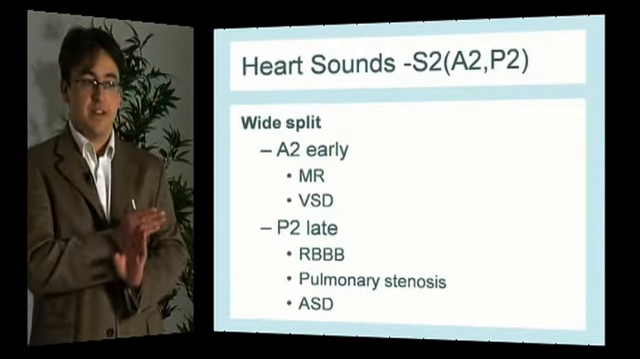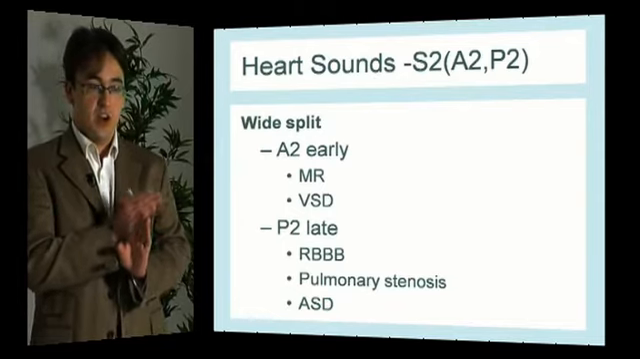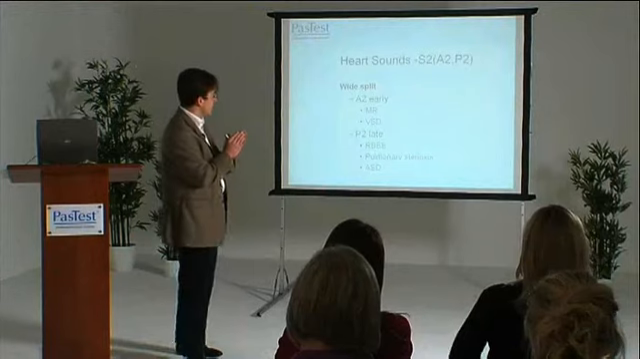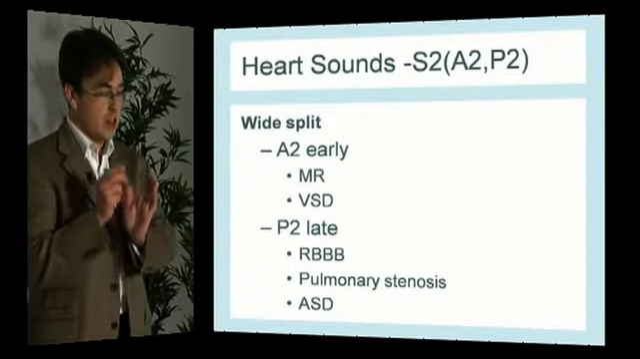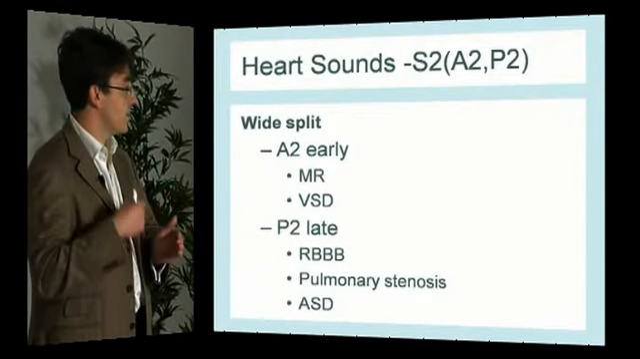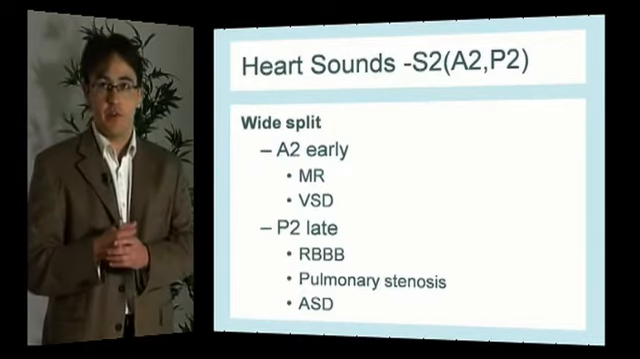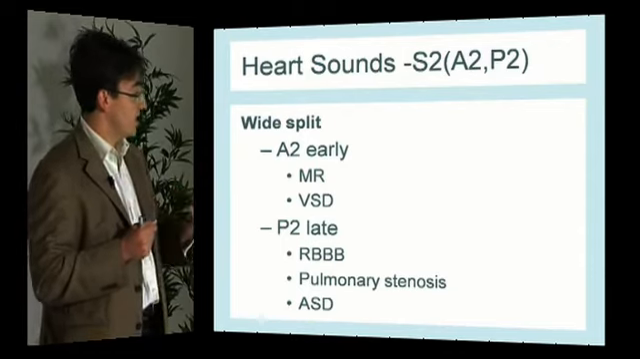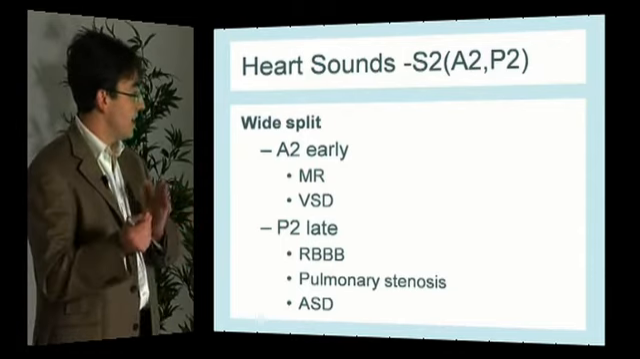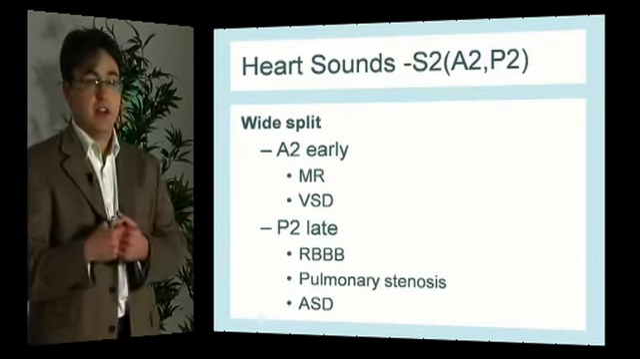So imagine all that blood gets effectively ejected out of the heart earlier, means that the left ventricle's finished contracting earlier, and the aortic valve will close sooner. On the other side of the coin, the pulmonary valve closure could be delayed, and that could be delayed due to a conduction abnormality, such as a right bundle branch block, a physical obstruction, such as pulmonary stenosis, or again, due to there being more volume there in the heart as a result of an atrial septal defect.